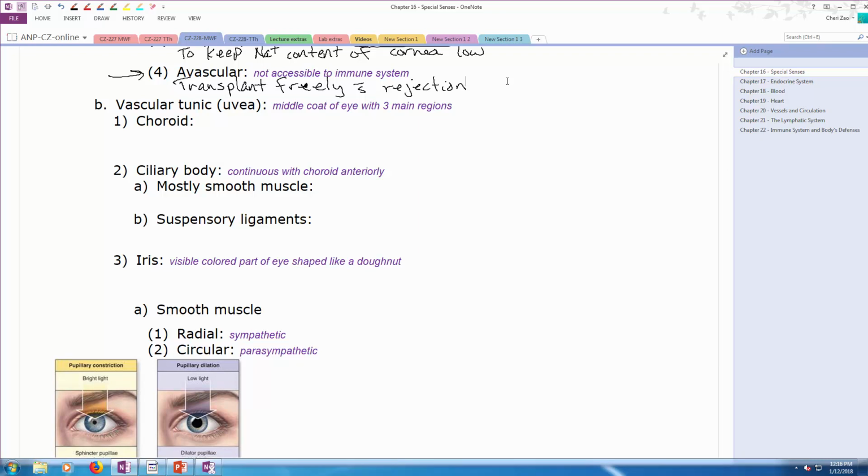The next layer is called the vascular tunic. It's also referred to as the uvea, our middle coat of the eye. It has three main subdivisions or regions. The posterior segment or posterior cavity has the choroid. Then as we move anteriorly, we'll come across the ciliary body, and then as you move in front of that, you'll next find the iris. So all of those three structures are part of that vascular tunic.